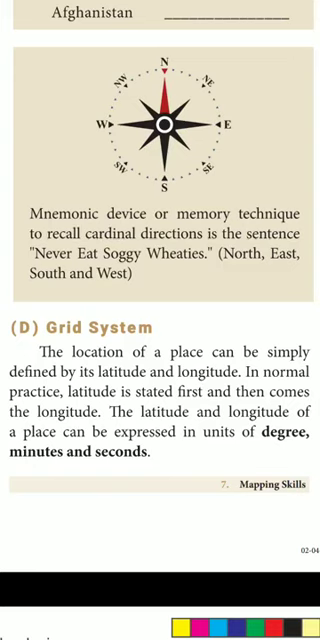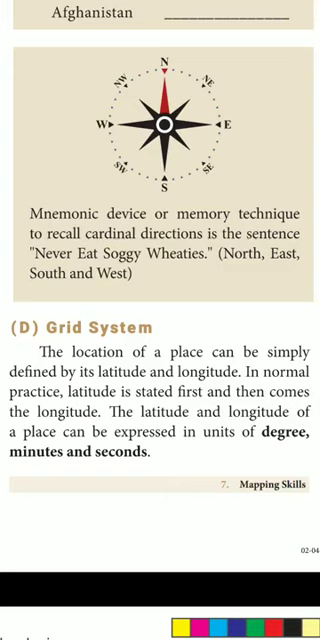Okay. Grid system. What do you know about this grid system? That only in Tamil we will say Puvi Valai Pinnal Amaippu. Longitude and latitude will be there. So the location of a place can be simply defined by its latitude and longitude. In normal practice, latitude is stated first and then comes the longitude. The latitude and longitude of a place can be expressed in units of degrees, minutes and seconds.